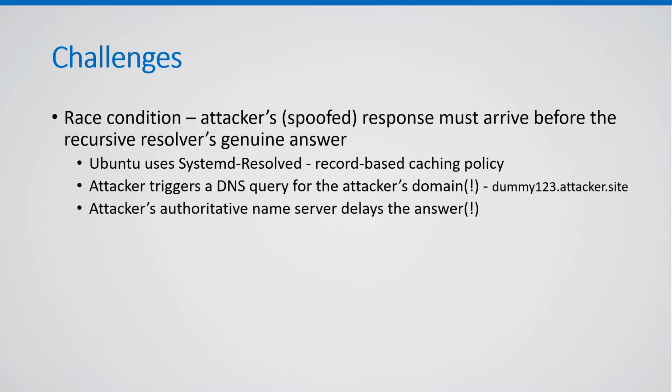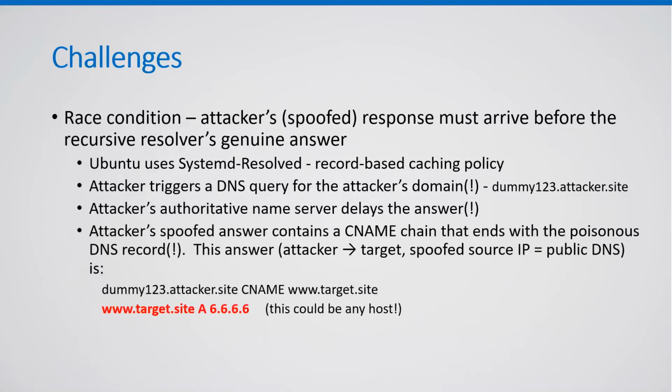The attacker's authoritative name server delays the answer. This extends the attack window for the attacker. Finally, the attacker's spoofed answer contains a CNAME chain that ends with a poisonous DNS record mapping an arbitrary hostname, www.target.site in our example, to an arbitrary address, 6666 in our example.